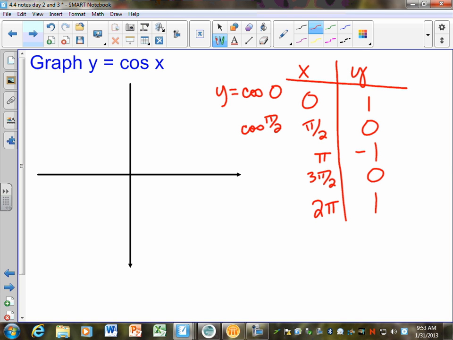So I'm going to make my x-axis the same way I did on the last one. I'm going to make this 2 pi. Halfway in the middle, I'm going to make pi. Half of pi is pi halves. And that would be 3 pi halves. I'm going to do the same thing over here for my negative values, doing the best I can to make this equally spaced, which sometimes doesn't work out so well.